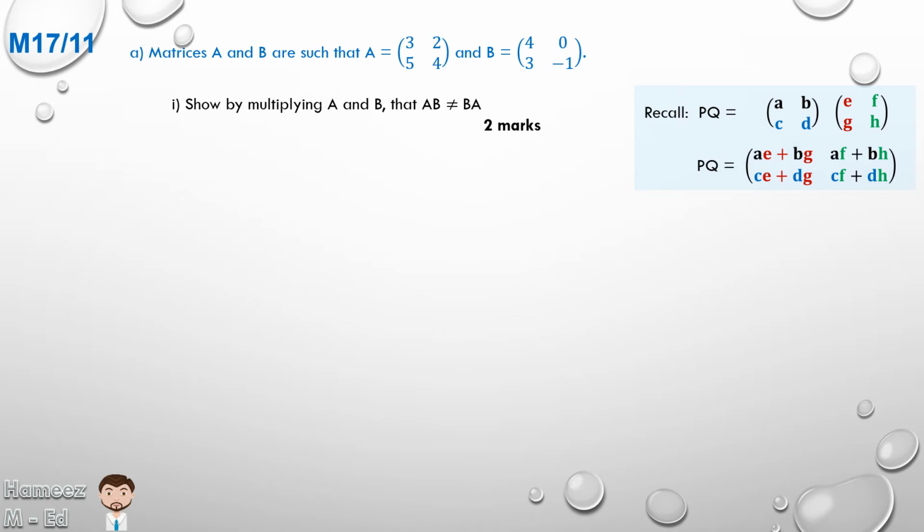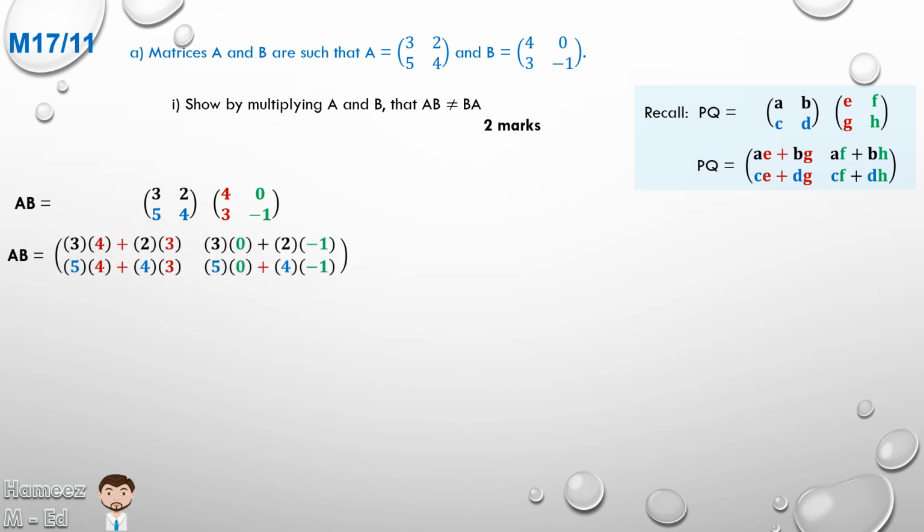So hopefully we can recognize how to do these 2 by 2 matrix multiplications and apply it to this question. So AB, 3254 by 403 minus 1. So 3 by 4 plus 2 by 3, and then 3 by 0 plus 2 by minus 1, and then 5 by 4 plus 4 by 3, and finally 5 by 0 plus 4 by minus 1. And AB, we can simplify. 3 4s are 12 plus 2 3s are 6. And then 3 zeros are 0 plus 2 by minus 1 is minus 2. And then 5 4s are 20 plus 4 3s are 12. And then 5 zeros are 0 plus 4 by minus 1 is minus 4.